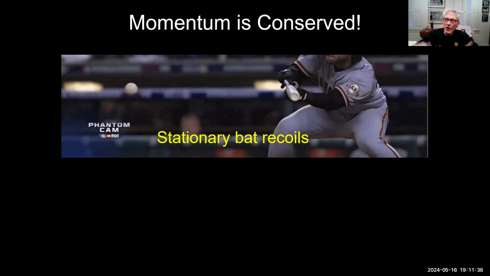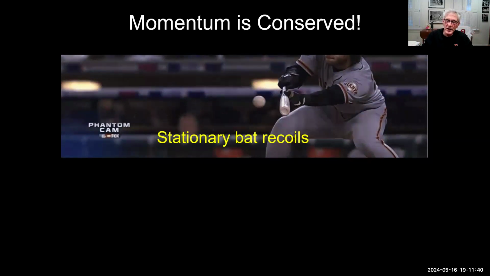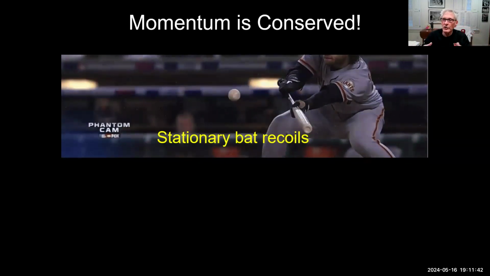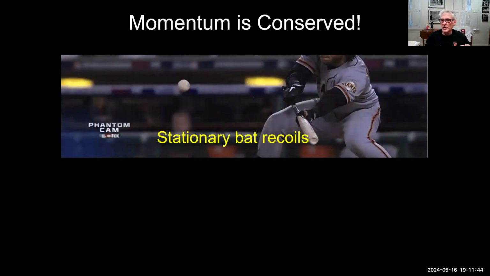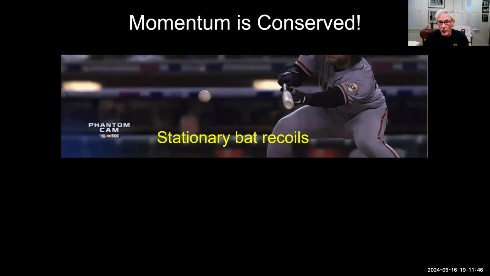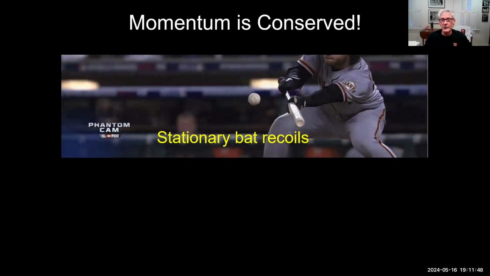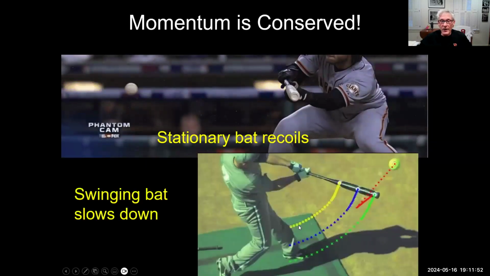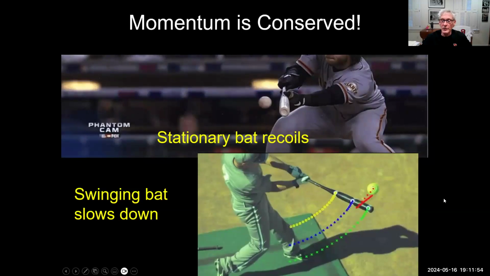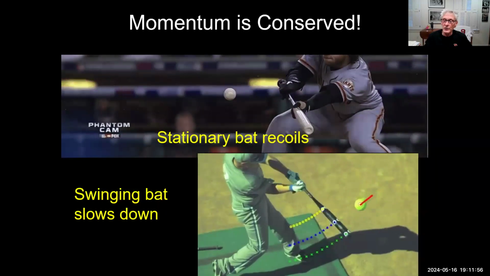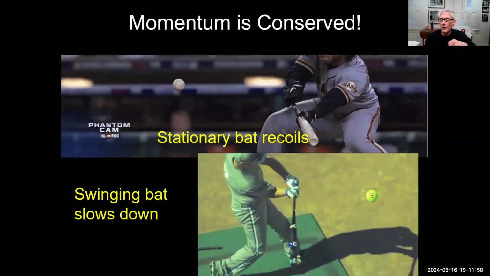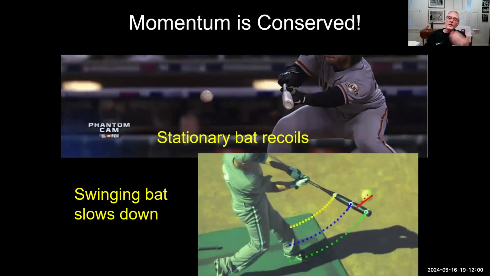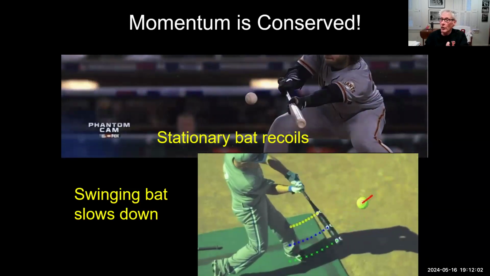And Newton's laws of mechanics say that the ball has to exert an equal and opposite force on the bat, and therefore the bat recoils backward. And there you see it recoiling backward. Now, the same thing happens to a much lesser extent when the bat is actually being swung. It's already moving in the forward direction, so it doesn't recoil back, but it does slow down considerably.